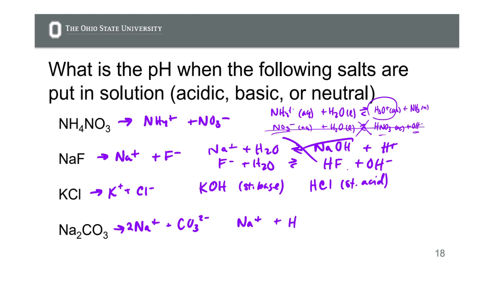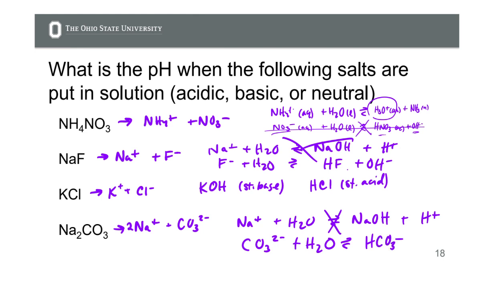Na+, I'll go ahead and write it out, plus H2O could potentially form sodium hydroxide plus H+. Sodium hydroxide is a strong base, so that doesn't happen. So then with carbonate, what's the possible product here? HCO3-. So we're only going to add one proton. So this is the conjugate acid of CO3 2-. And OH- is the other product. So this should make a basic solution.